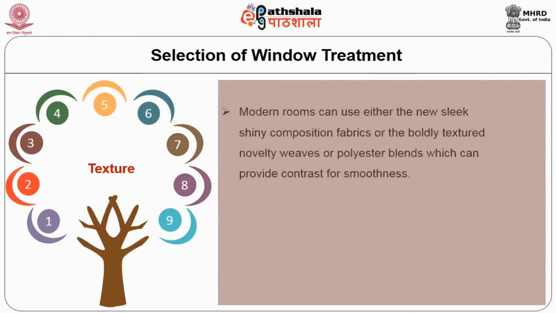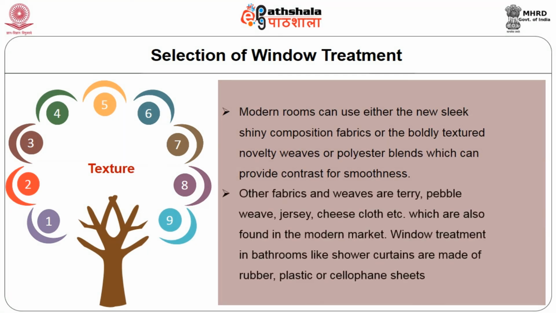Modern rooms can use either the new sleek, shiny composition fabrics or the boldly textured novelty weaves or polyester blends, which can provide contrast for the smoothness. Other fabrics and weaves are terry, pebble weave, jersey, cheesecloth, etc., which are also found in the modern market. Window treatment in bathrooms like shower curtains are made of rubber, plastic or cellophane sheets.